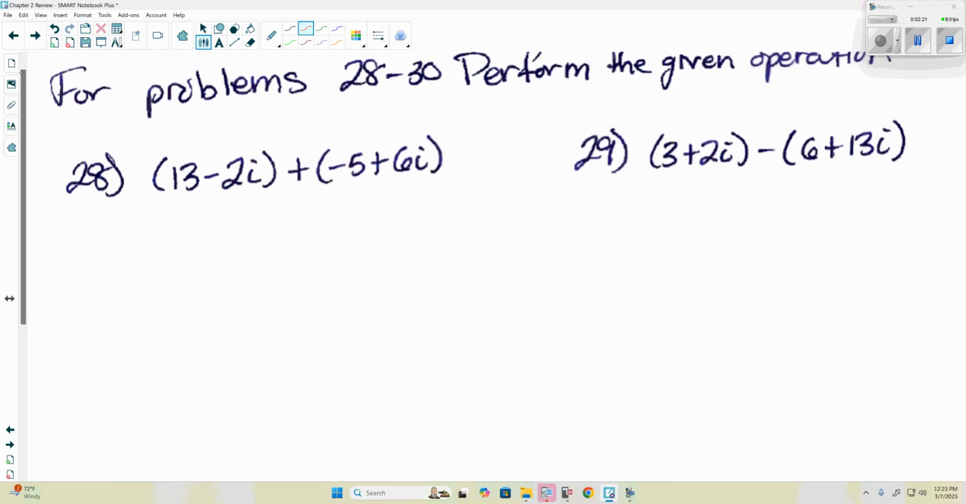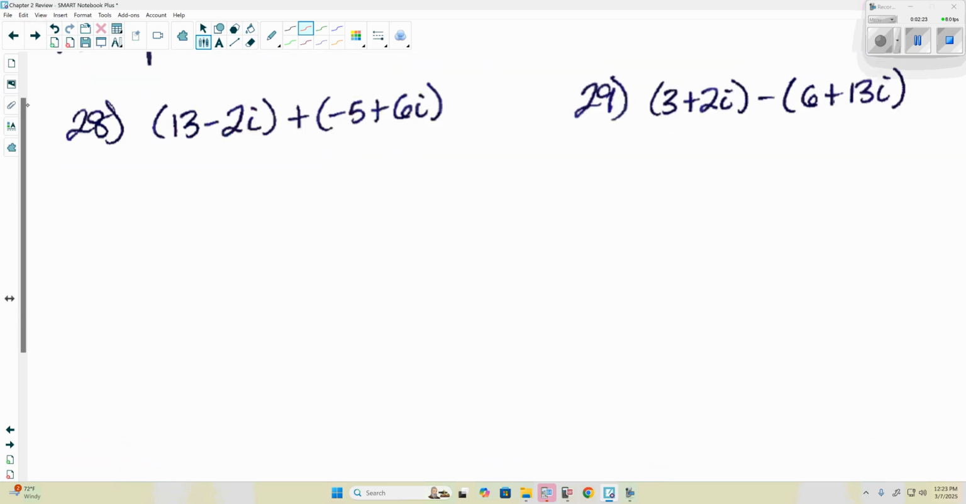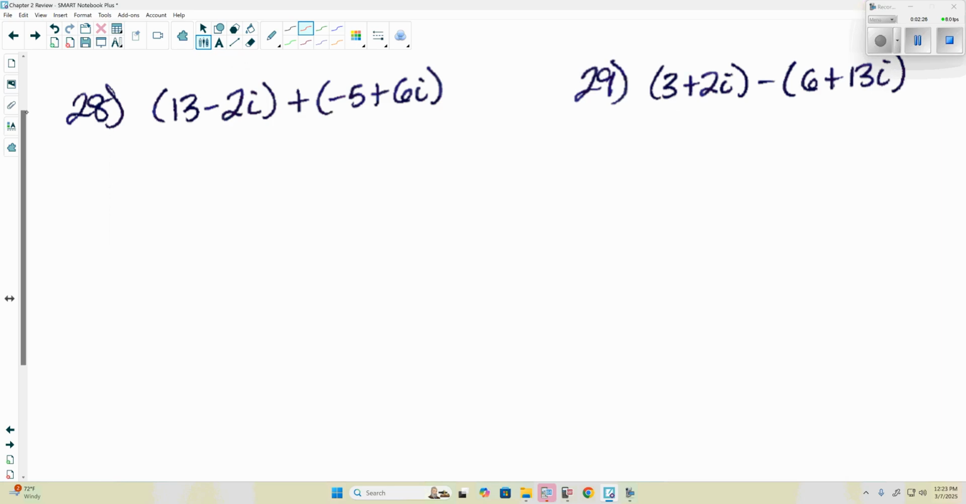Perform the operations on the given problem. So 28: 13 minus 2i plus negative 5 plus 6i. Now, since we're adding, there's no sign in front of our first set of parentheses, so we can drop them. The second one we're adding, so we can really just drop the second set of parentheses as well. Combine like terms. 13 minus 5 is 8. Negative 2i plus 6i is plus 4i.